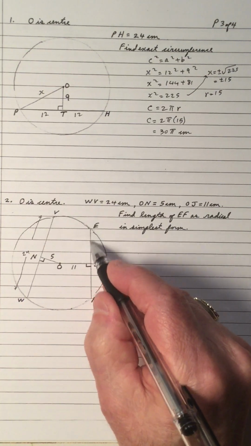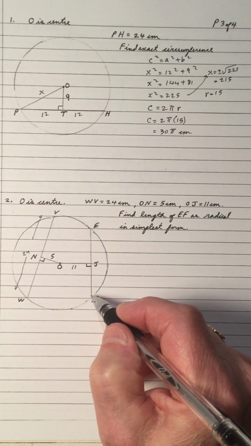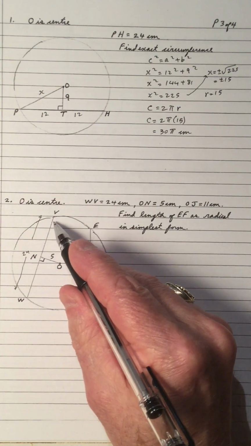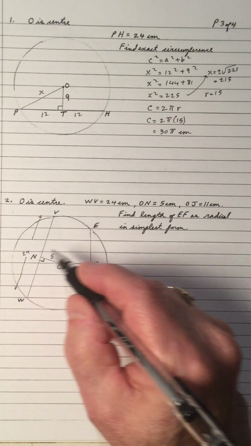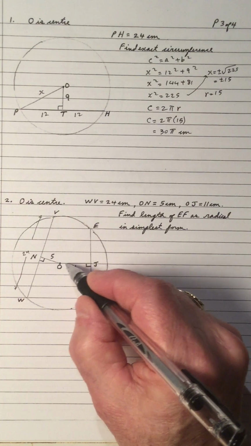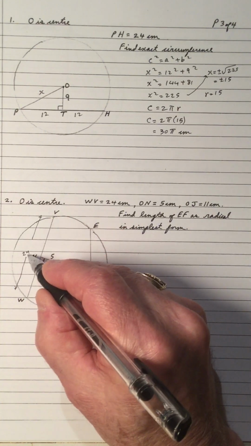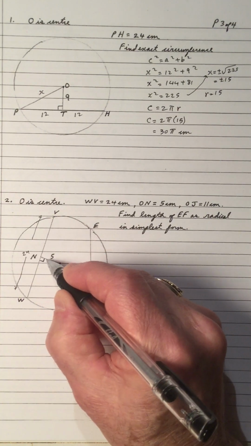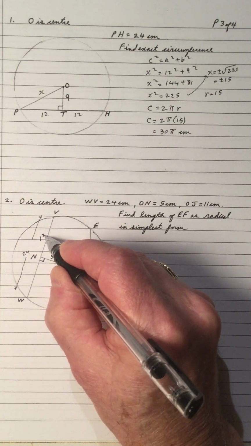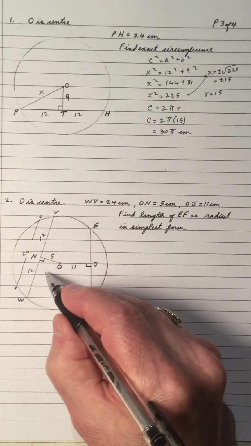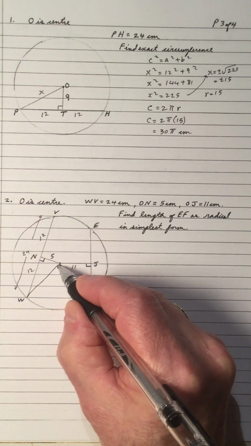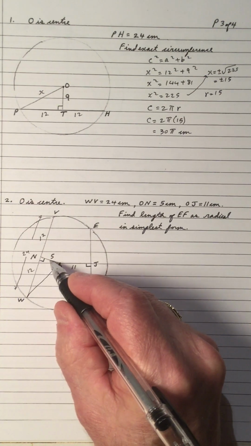We want to find the length of EF. So to get the length of EF, we know this is 5, we know this is 24. Over here, we know this is 11, but we don't know anything else. So if that's 24 and this is perpendicular here, a line from the center perpendicular to a chord bisects the chord, so that makes it 12 and 12. That means if I join up from O to W, I've created a right triangle.